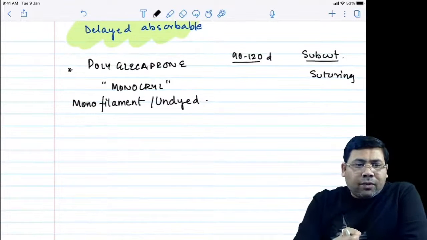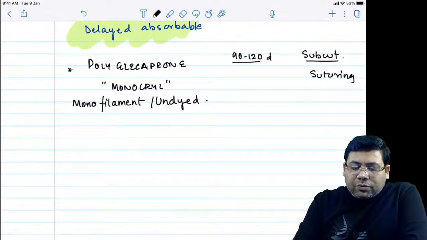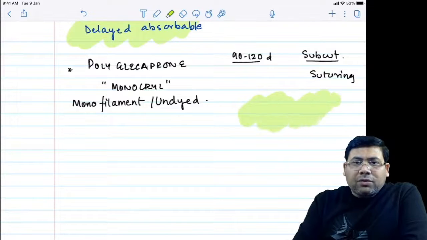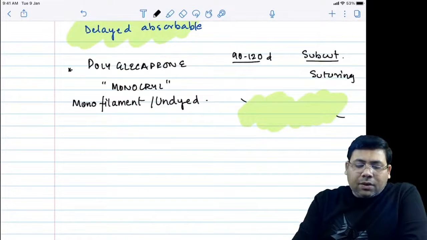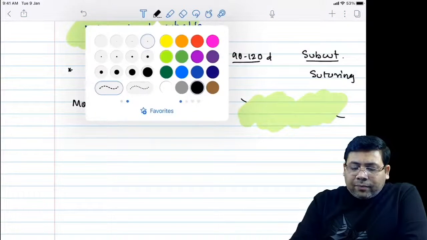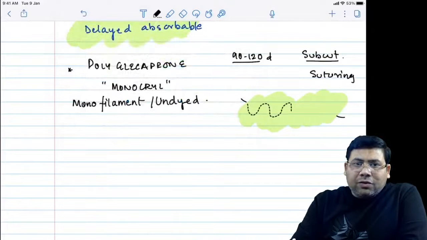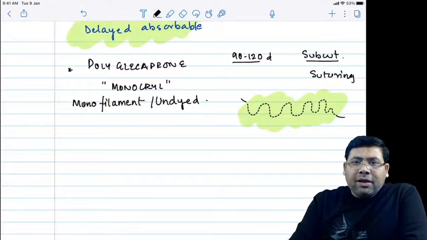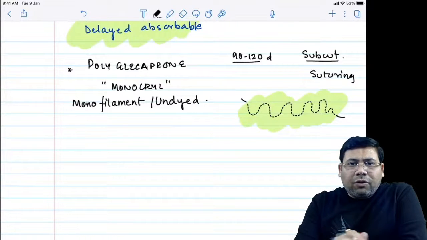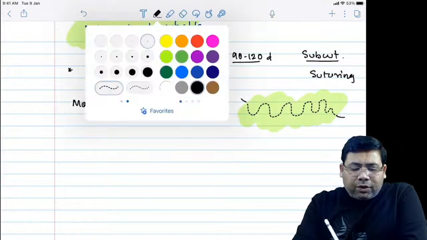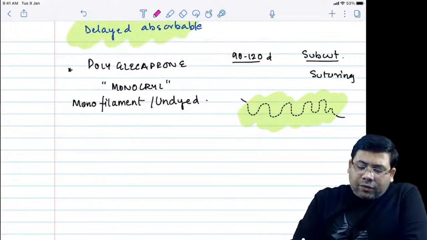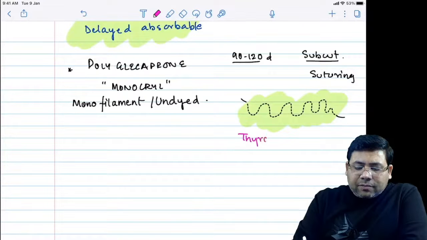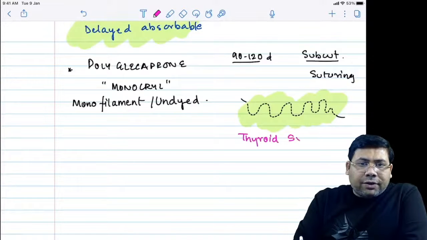we are using this. Now where do you use subcutaneous suturing? Subcutaneous suturing is a suturing where the suture line is hidden. What do you mean by suture line is hidden? The suture is always undermined below the incision. So this is the beauty, that better cosmesis, and therefore it is used for thyroid surgeries.